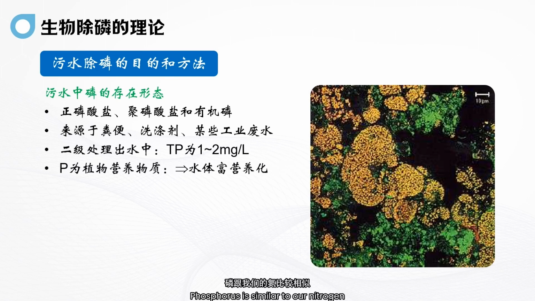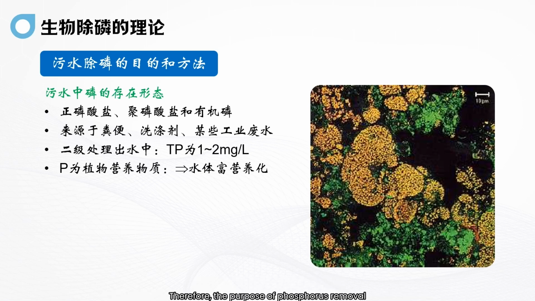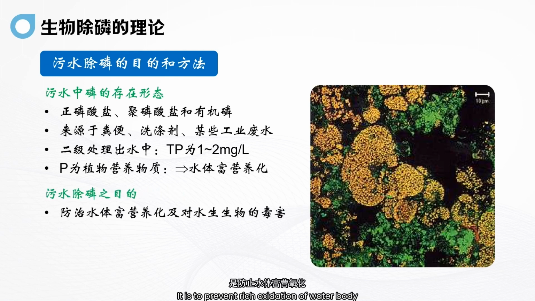Phosphorus is similar to nitrogen. It can also be used as a nutrient element of plants. On the one hand, it is an important fertilizer for our plants and crops. On the other hand, if the phosphorus content in water exceeds the standard, it will lead to eutrophication of water bodies. Therefore, the purpose of phosphorus removal is to prevent eutrophication of the water body and harm to organisms in water.